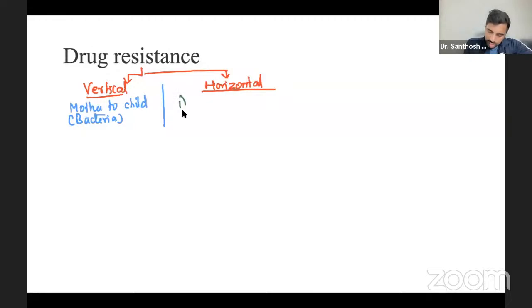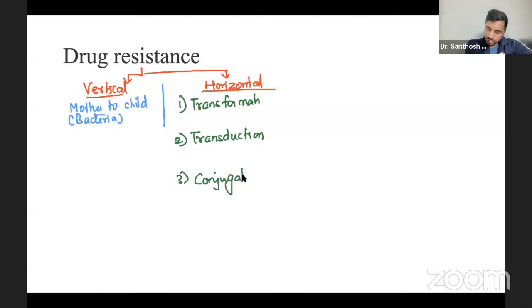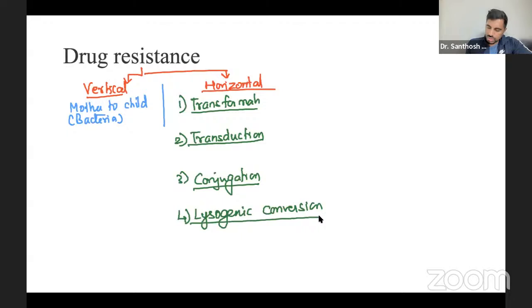In horizontal we have something called transformation, transduction, conjugation, and the last one is lysogenic conversion. Transformation, transduction, conjugation, lysogenic conversion.